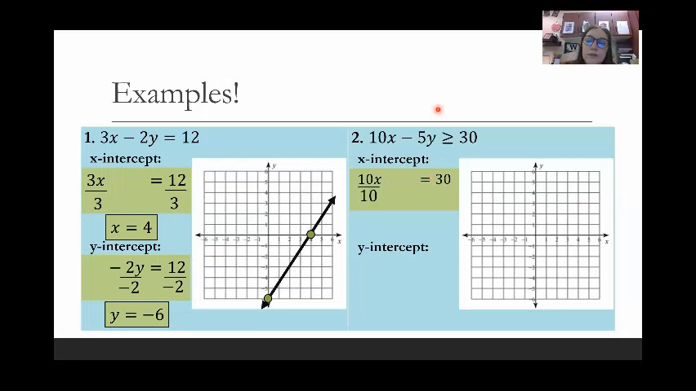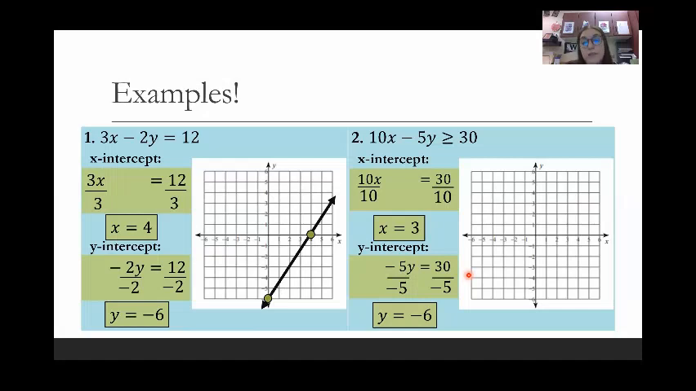So I'm going to divide both sides by 10. Well, 30 divided by 10 gets us 3. For our y-intercept, we have 10x minus 5y equals 30. Cover up the 10, divide by -5, and y gets us -6. Or y equals -6, should I say. So let's make our points. So we have a point at 3 and a point at -6.